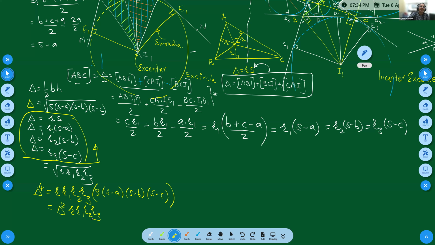Delta square from this side gets cancelled with delta square from this side. Therefore, delta raised to 2 is equal to R1, R2, R3. Therefore, delta is this.